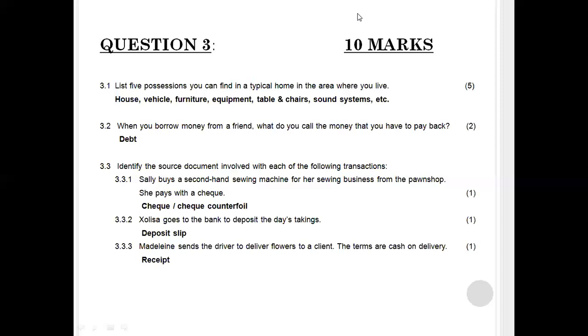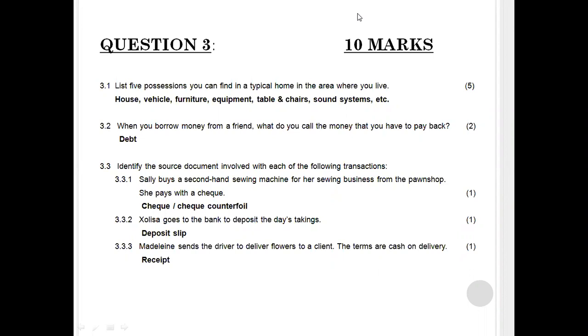And then with 3.3.3, Madeleine sends the driver to deliver flowers to a client. The terms are cash on delivery. Okay, so that means the driver is taking the flowers to somebody, and cash on delivery means as soon as that person is getting the flowers, he must pay immediately, his cash. So then the driver or the delivering guy will write out a receipt to that client as proof of payment.